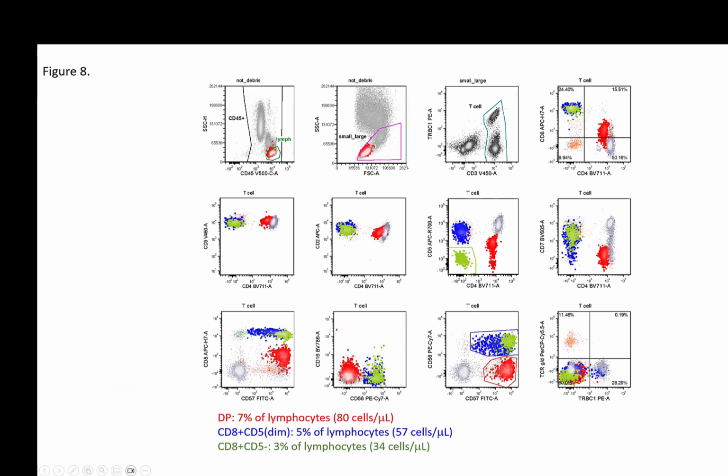So there's a double positive population, and a CD8 positive population that is dim to negative for CD5 and negative for CD7. Our panels always include CD57, so you're going to see that CD57 positivity, which you often see with TCUS, as well as a CD8 positive population shown in blue and green that seems to show differential expression of CD5, but they're also positive for CD56, as well as CD57.